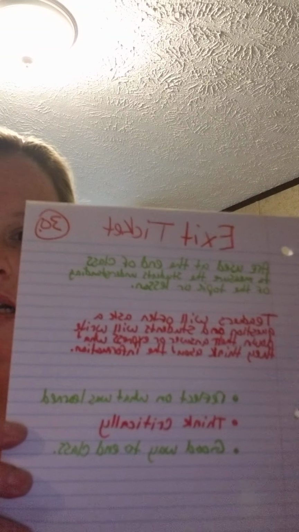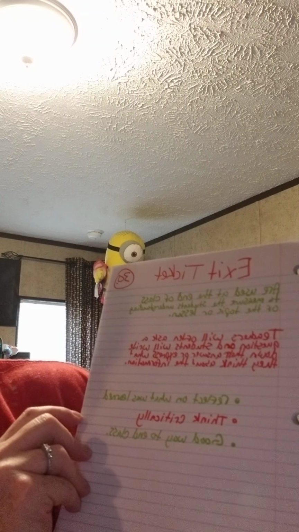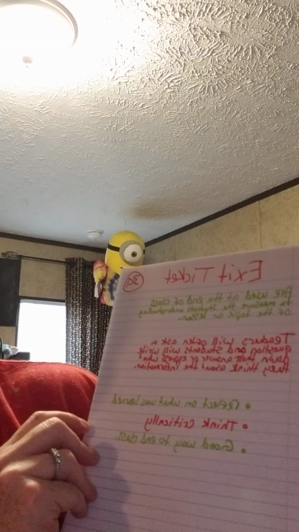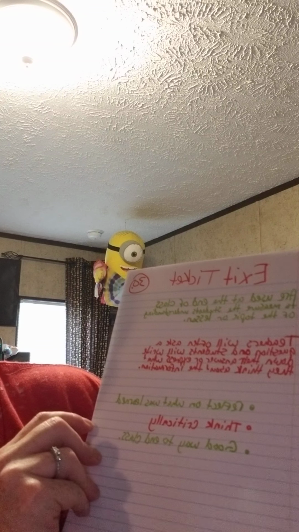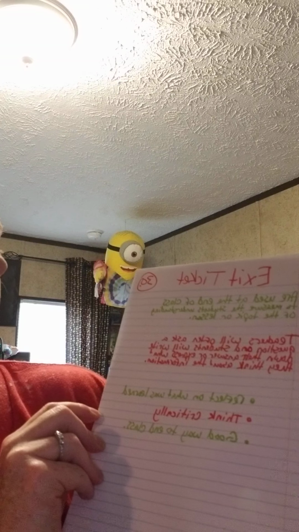And then the final one, number 30, is exit ticket. They are used at the end of class to measure the student's understanding of the topic or lesson. Teachers will often ask a question and students will write down the answer or express what they think about the information.